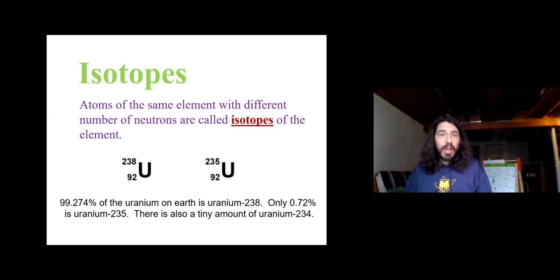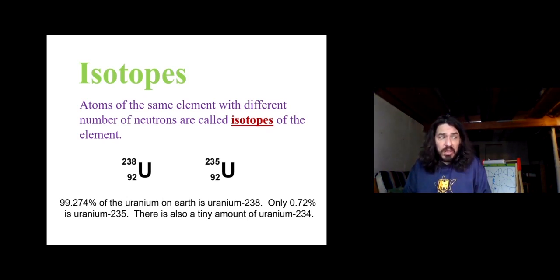As I mentioned earlier, one place where isotopes sort of show up in our lives is uranium. There's two isotopes of uranium that naturally occur on Earth in any abundance. And that is uranium-238 and uranium-235. Most of the uranium, in fact, over 99% of the uranium on Earth is uranium-238. And you know what? Uranium-238 is not dangerous.